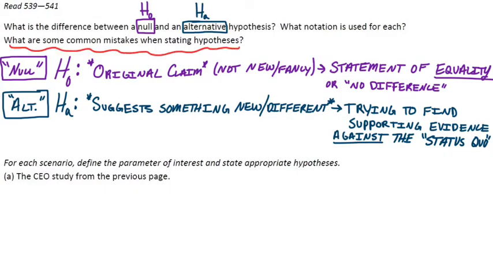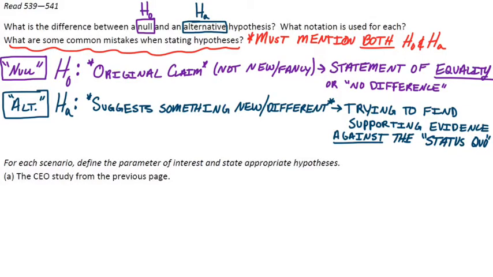And then what are some common mistakes that kids make when they're stating these hypotheses? The first one, don't forget you've got to mention both the null and the alternative, right? So don't just mention the alternative, don't just mention the null, you've got to mention both of those.